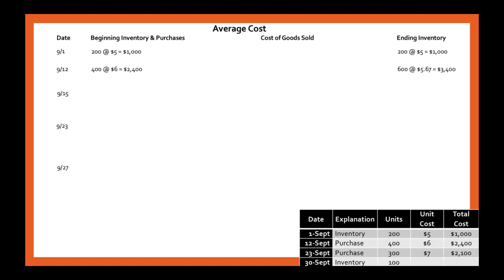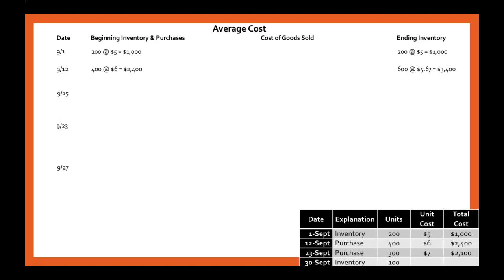And to do that, we take 3,400, our total value, and we divide it by our 600, which is our total number of units. So the total value of your inventory divided by the total number of units that you have will get you your average unit cost. So 3,400 divided by 600 gets you $5.67. So we are now going to be valuing our inventory, each unit, at $5.67.